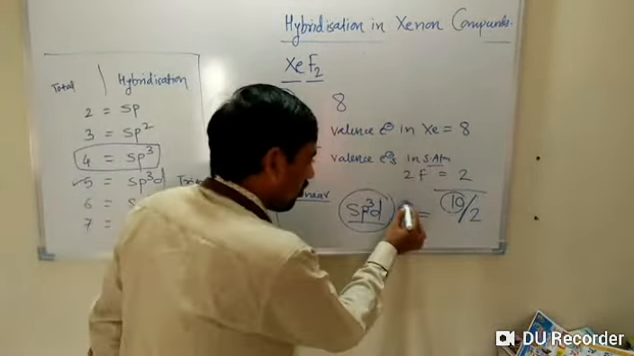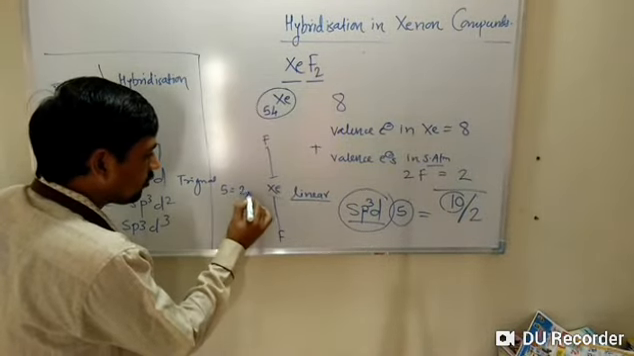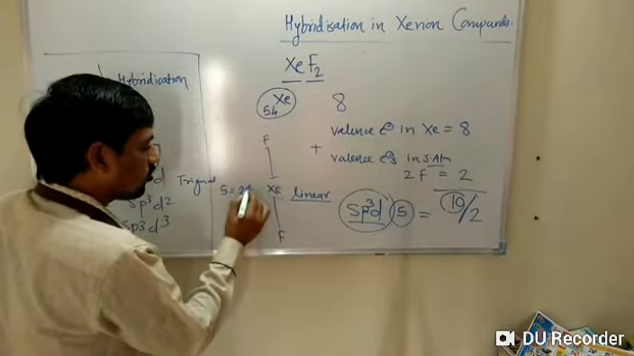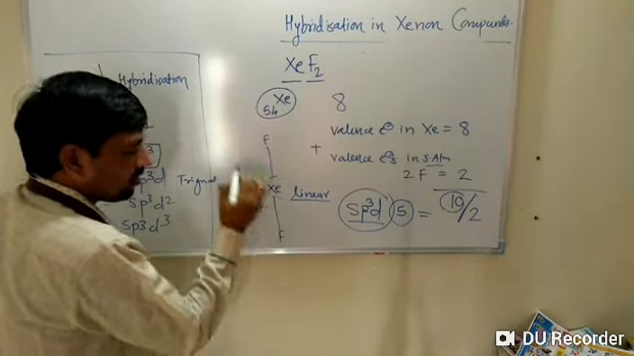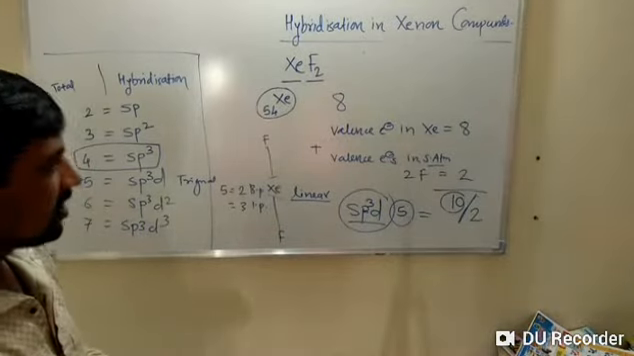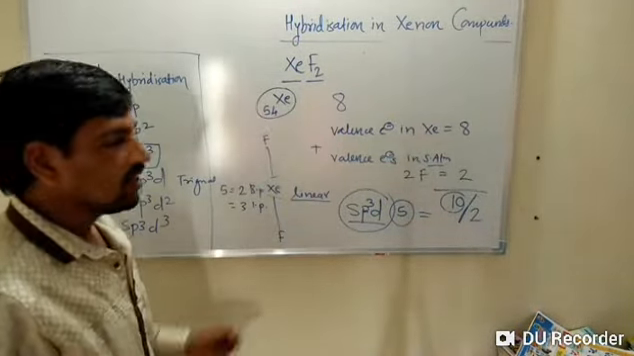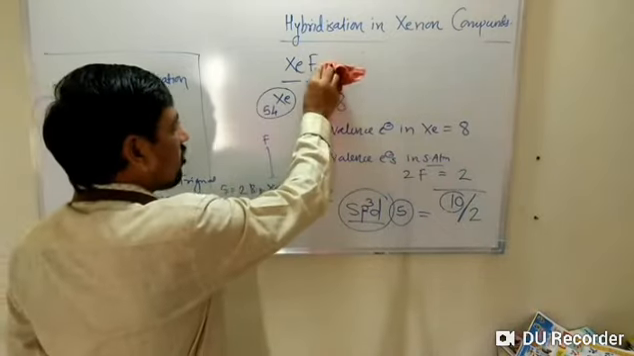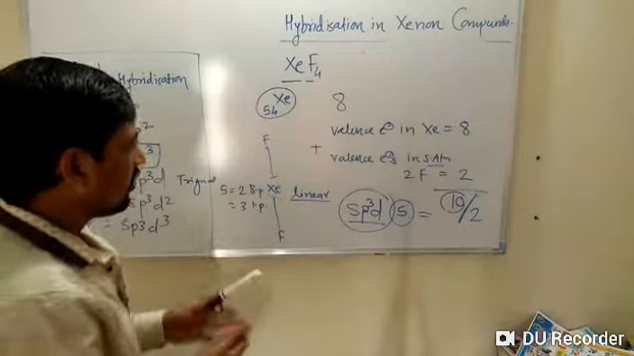How many electron pairs? 5. Out of 5 electron pairs, 2 are bond pairs and 3 are lone pairs. Like this, you can identify the structure and bonding in xenon fluoride. In this way, you can find the hybridization of XeF4. Let's try.